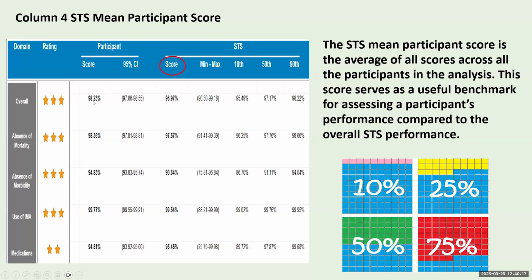When I look at this, I'm like, your overall is 98, the STS score is 96. Okay, I'm doing good. My absence of mortality is 98.3. The STS is only 97. So I'm doing good, so I'm comparing my score against the STS score. And if I'm above what their score is, then I'm feeling pretty good about what I'm doing. You can see that the medication is 2 down here, and you're a little bit below the average score of the STS. So maybe a little work there. It's just a quick way to benchmark what you're doing versus what everybody else is doing in the analysis.